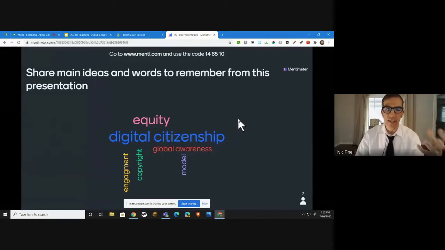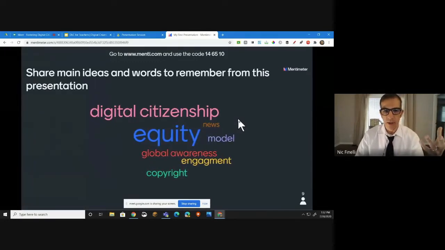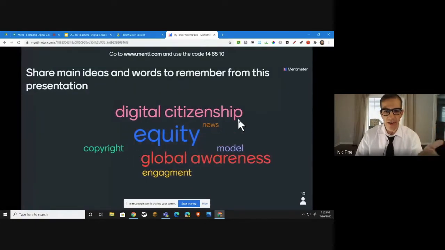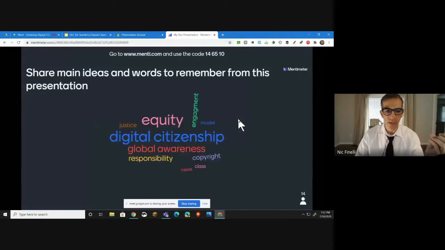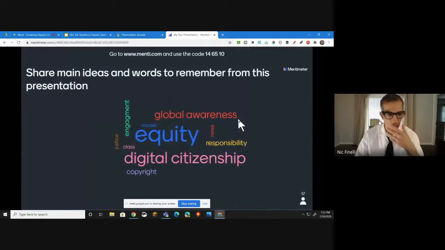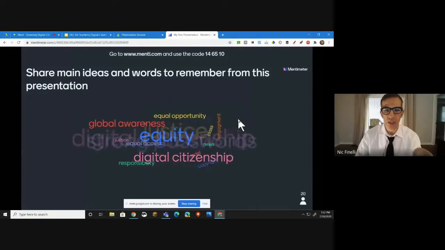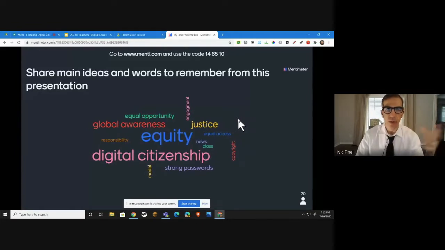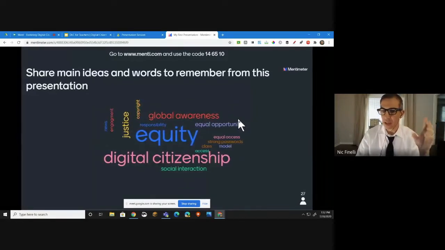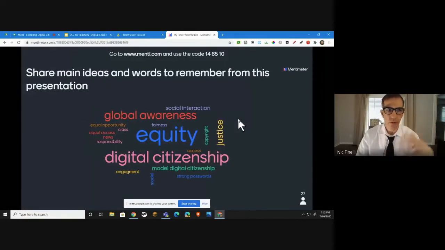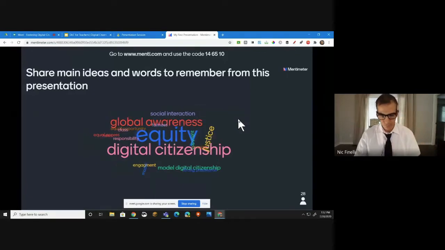And so any ideas that pop out more are going to be bigger. So you can see right now, I can tell that equity was a big thing, and so is digital citizenship. Those are the biggest items, but you can see other things in there too. So this will continue to change and shape throughout. At any time, if you want to, you can type in a new thing. I set it up so you can type in 10 different phrases, and you can submit 10 different times. So it's like 100 submissions each.